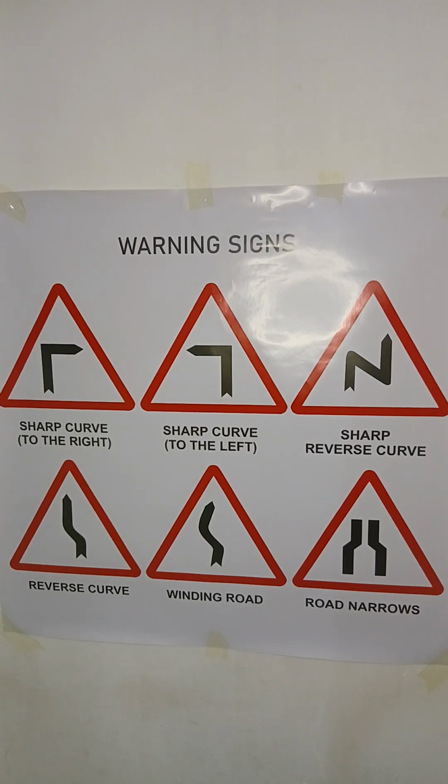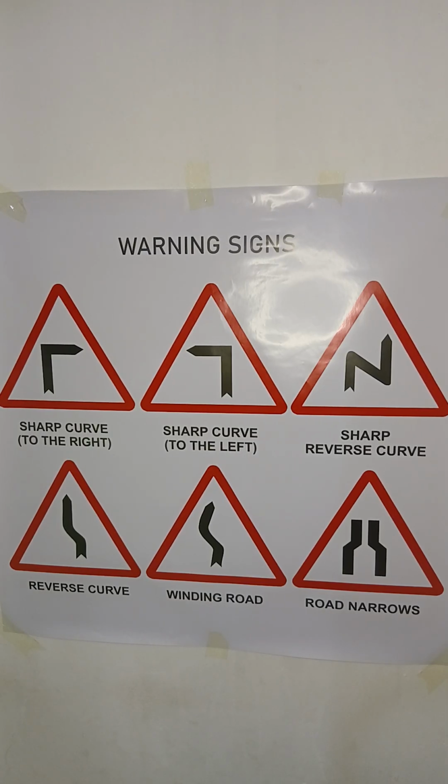They are mostly triangular in shape. The warning signs are mostly triangular in shape. And they tend to have a color combination of red borders, white background, and black symbols. Today, I have selected for study these 6 signs which you can see on your screen.